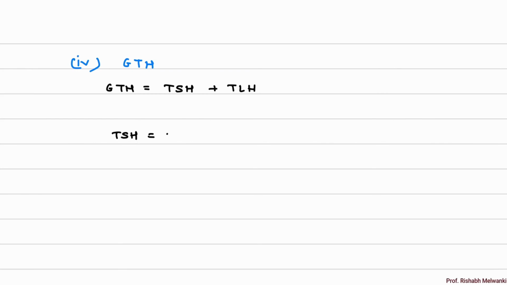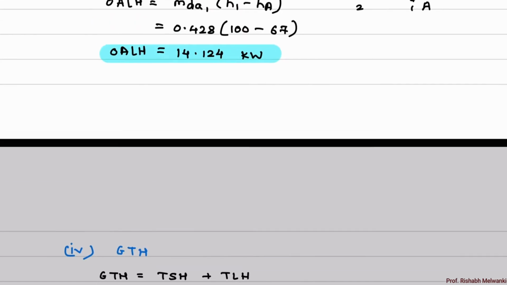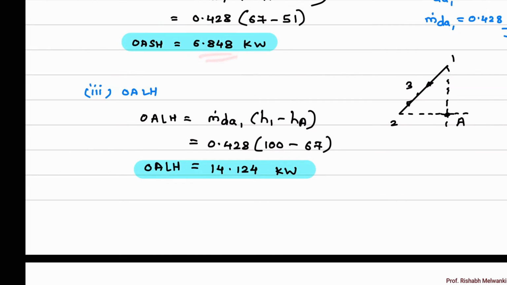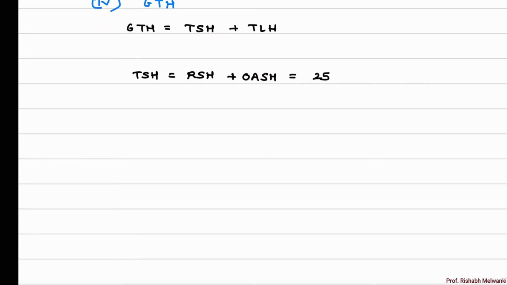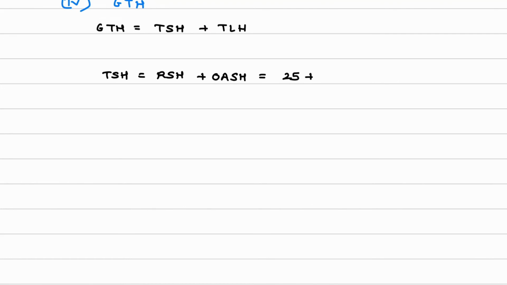What is total sensible heat? It is equal to room sensible heat plus outside air sensible heat. Here we don't consider bypass factor. So this will be equal to room sensible heat, which is 25, plus outside air sensible heat. We have calculated this value, 6.848. So the value of total sensible heat is equal to 31.848 kilowatt.